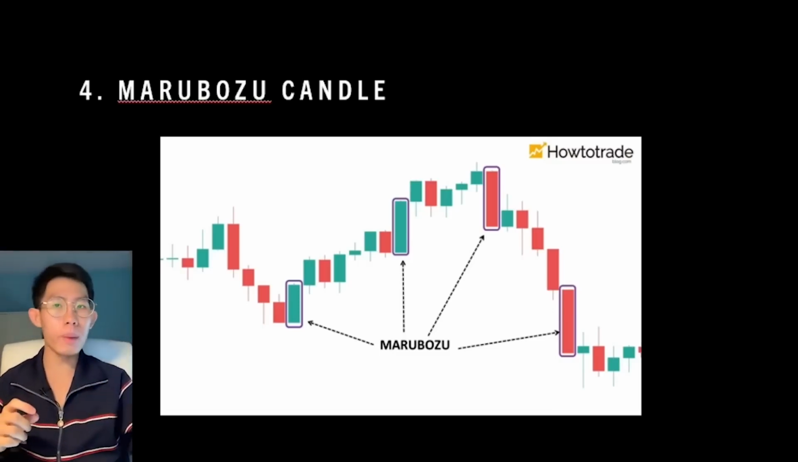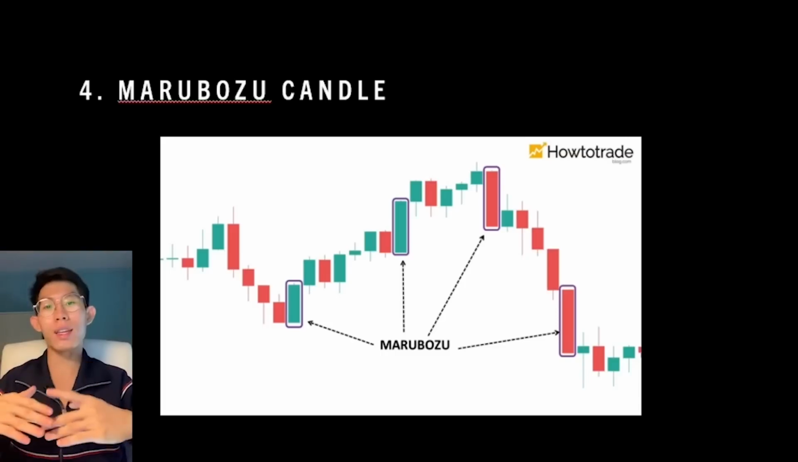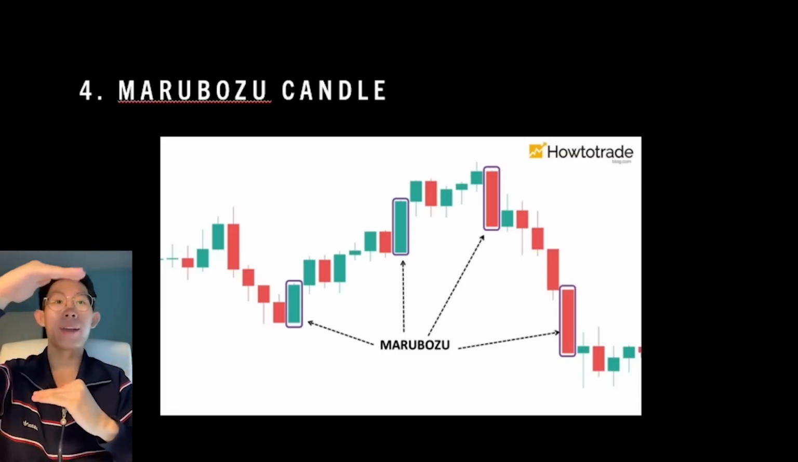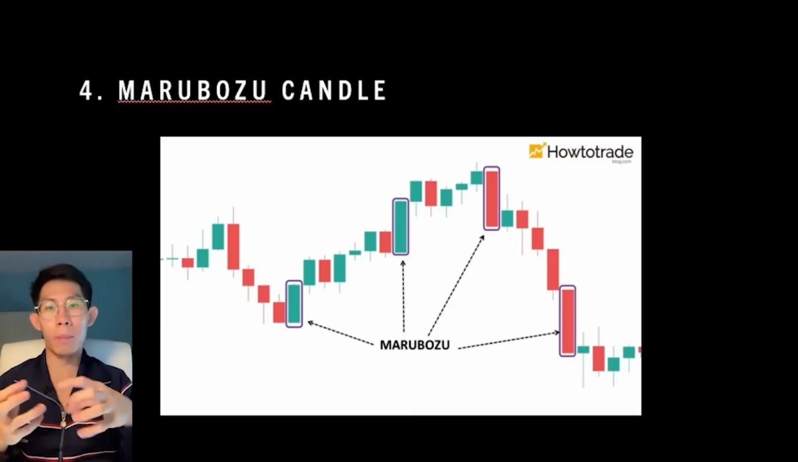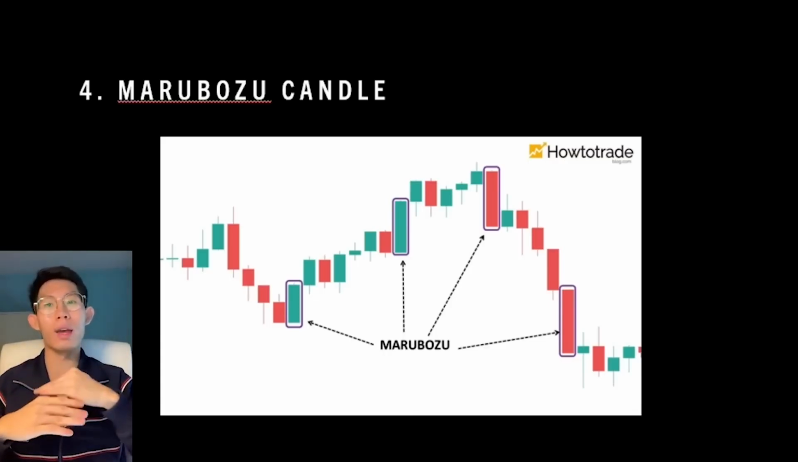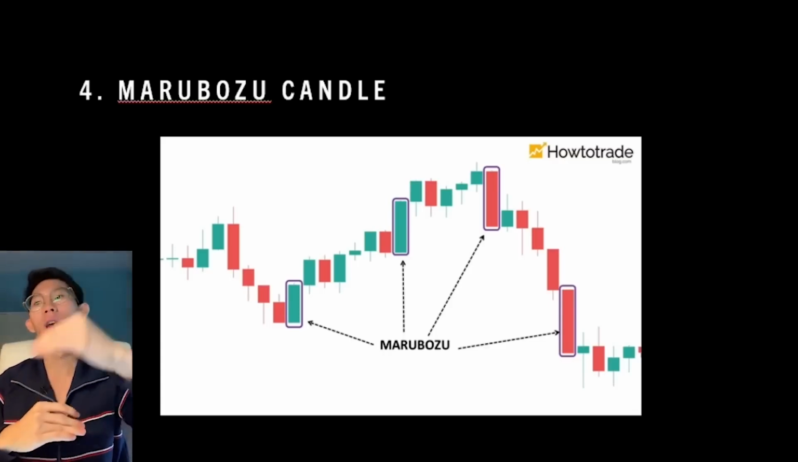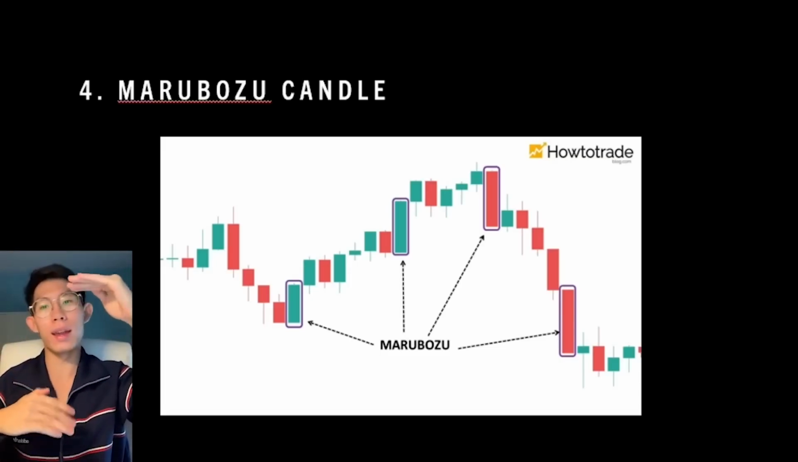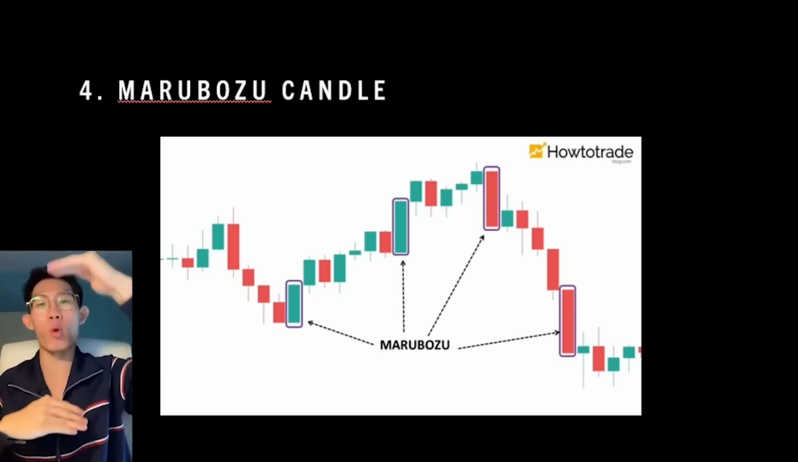And when you see a green Marubozu candlestick, this means that during the session, the candlestick opened at the lowest price and closed at the highest price. So this means that the buyers pretty much maintain control of the price throughout the entire session. And this also means that there is a lot of momentum. So a green Marubozu candle would mean that there is a lot of buying pressure.